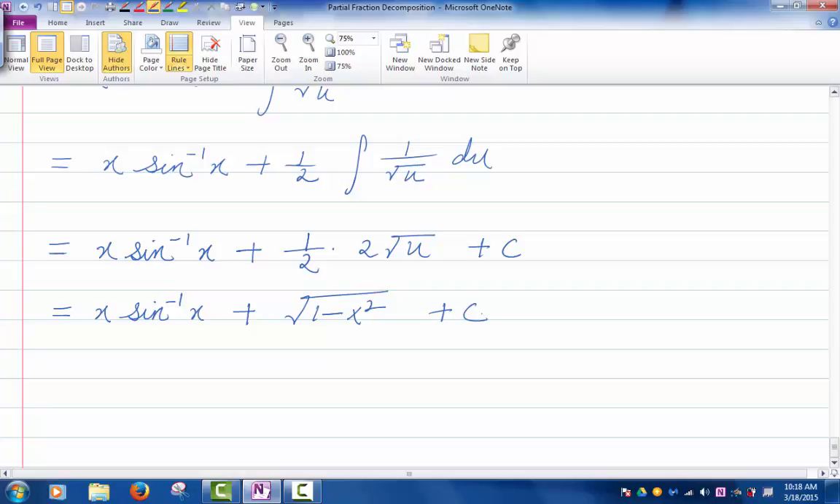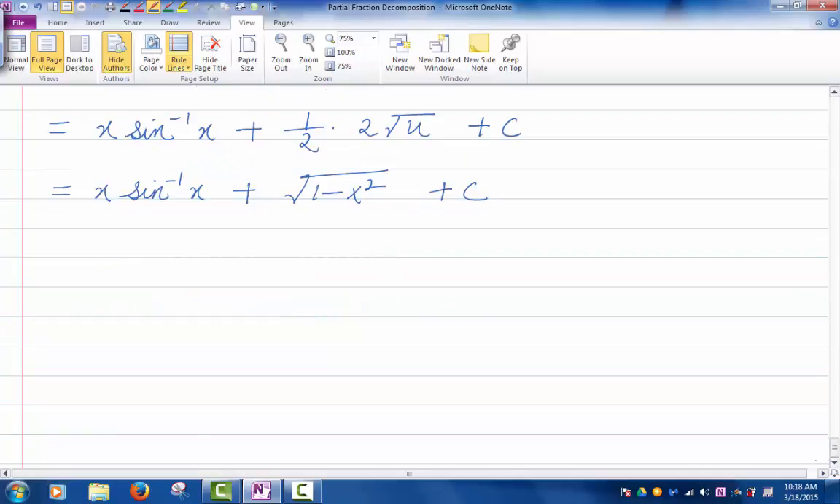You can find the integral of tangent inverse and others in a very similar way. Everybody's okay? Any questions, anybody? Any questions at all? No?